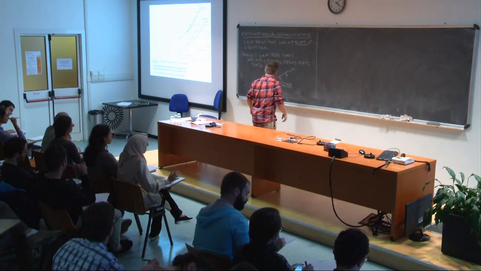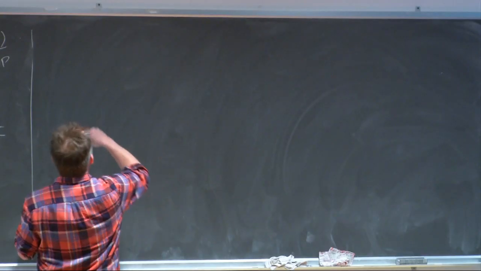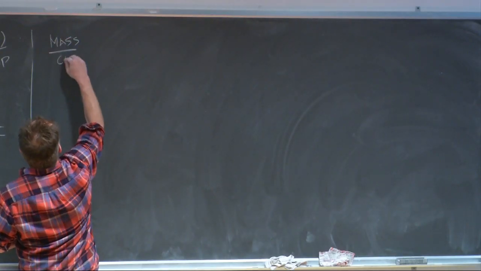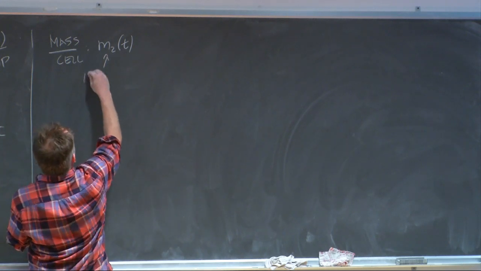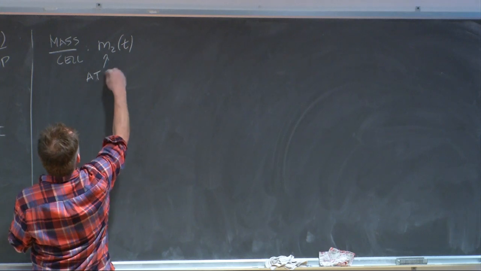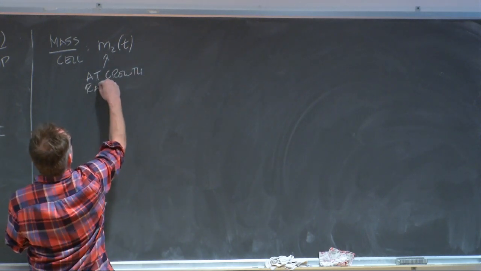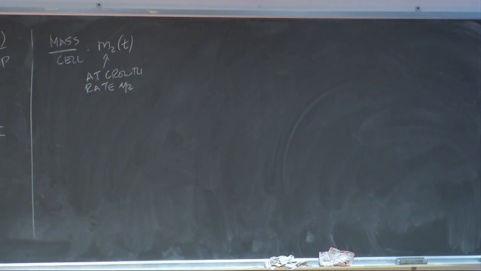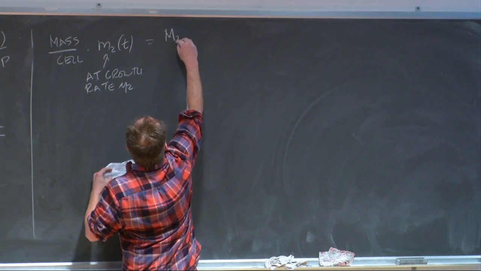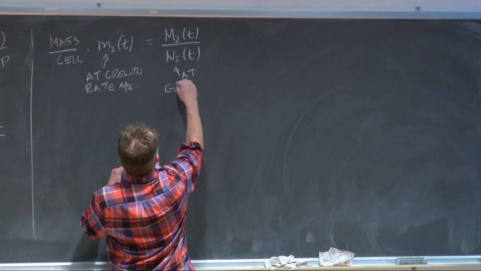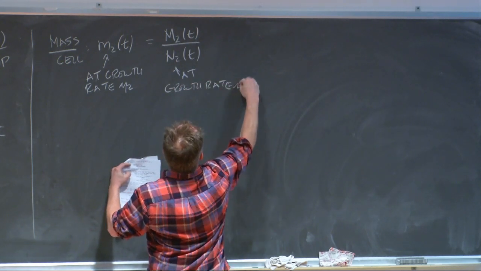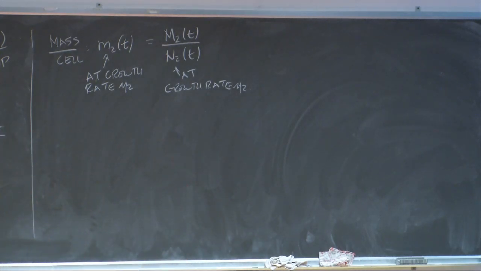And so let's go through this in some detail. If we're looking at, for example, the mass per cell, I'm going to call that M2 of T. This is the mass per cell at growth rate, or doubling rate, mu2. Then this is going to be the ratio, as you said, of the mass to the number of cells at, again, growth rate 2. Right, does that make sense?